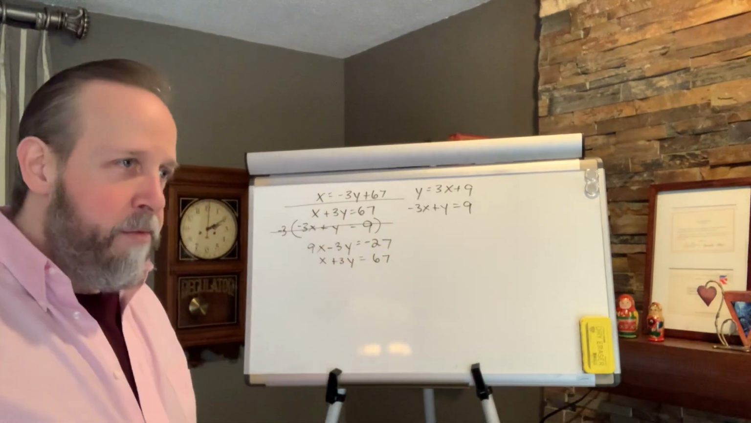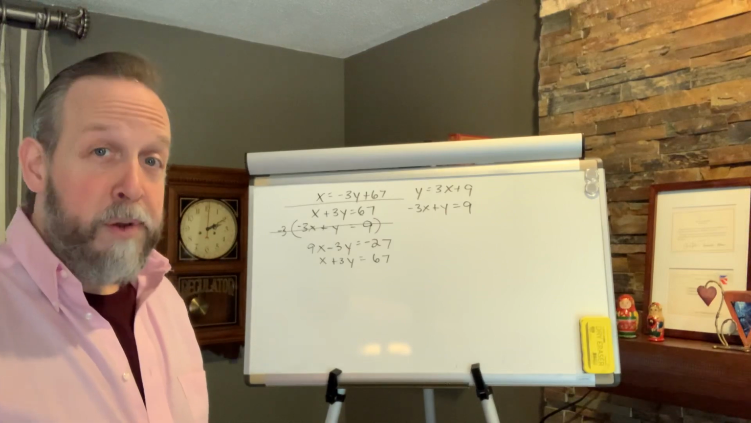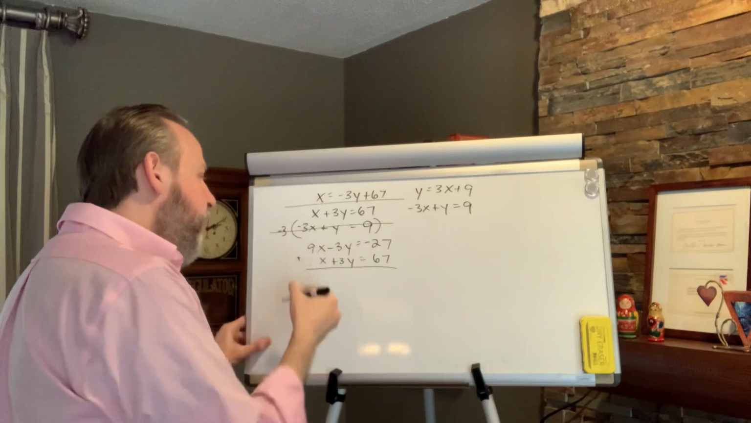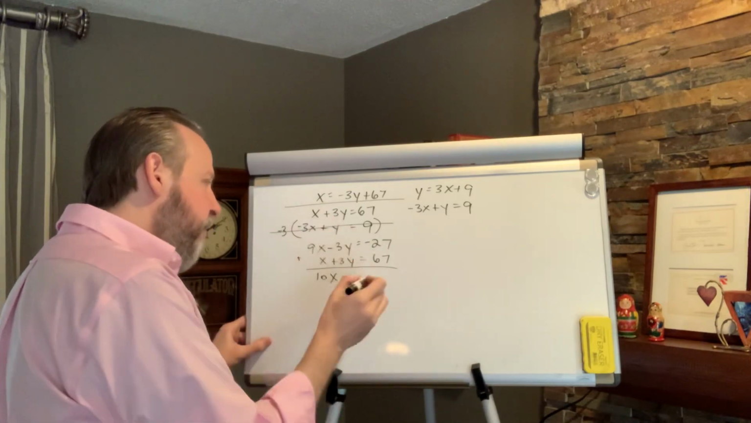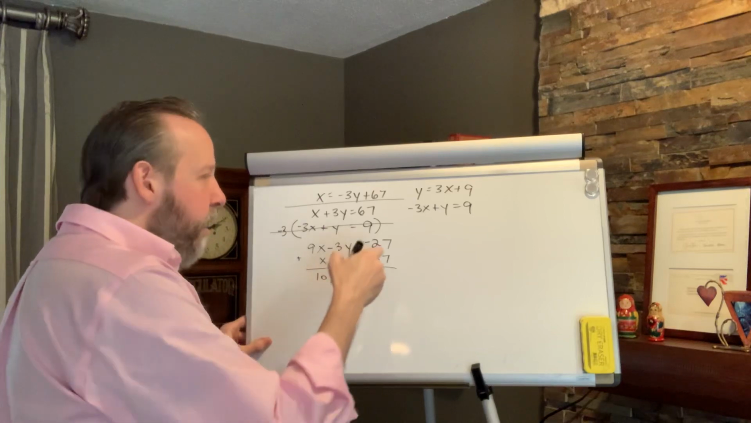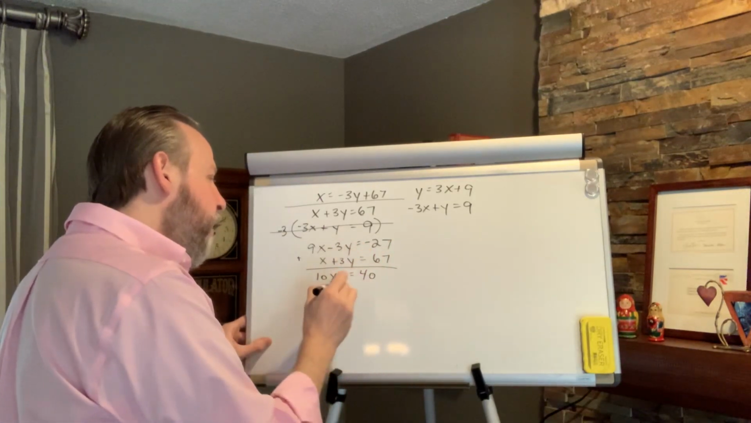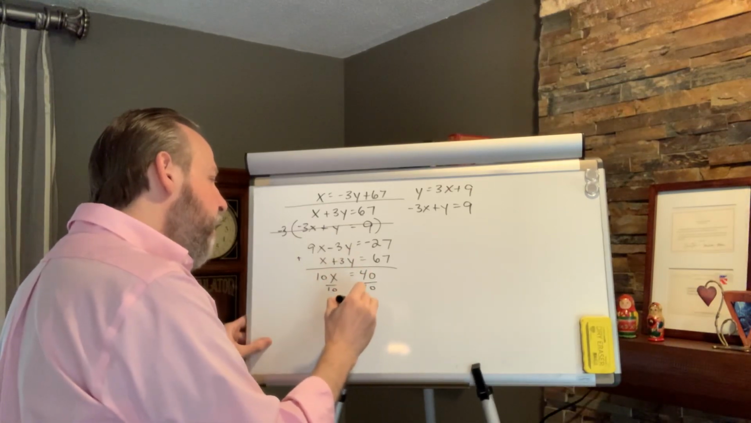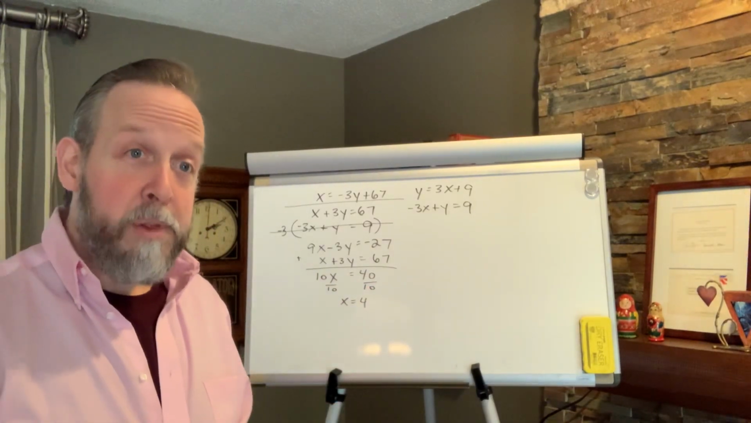Now they're in standard, they're stacked, and there's an opposite variable pair. All I have to do now is add vertically. 9x plus another x is 10x. The y's will cancel out by design. Negative 27 plus 67 is positive 40, which means this will nicely divide by 10 to get 4. X equals 4. Fantastic. Plug it in.